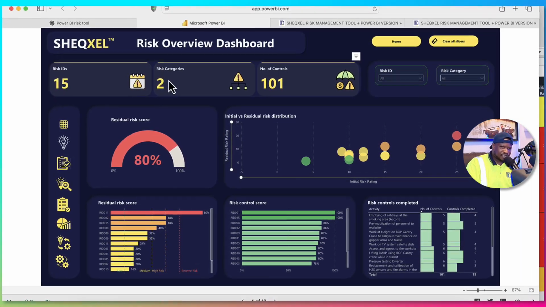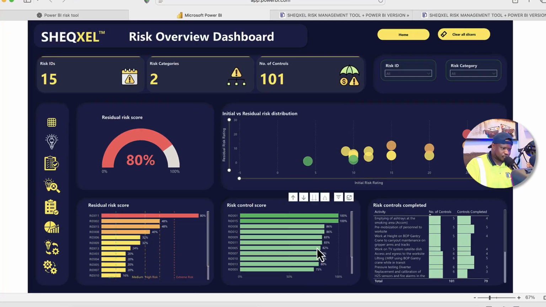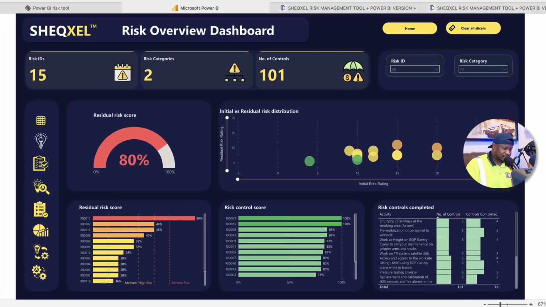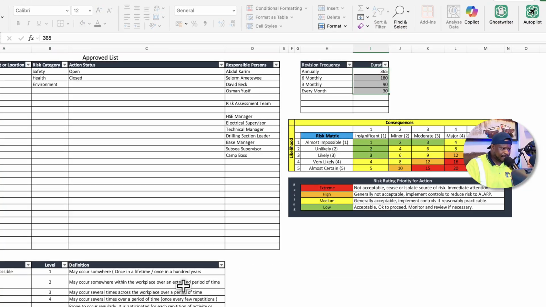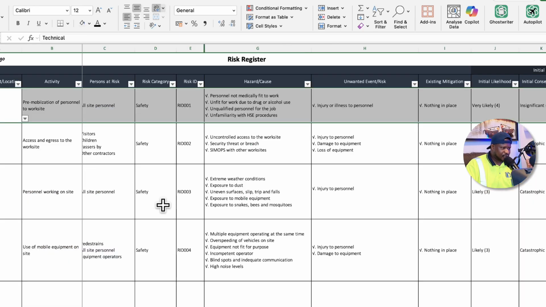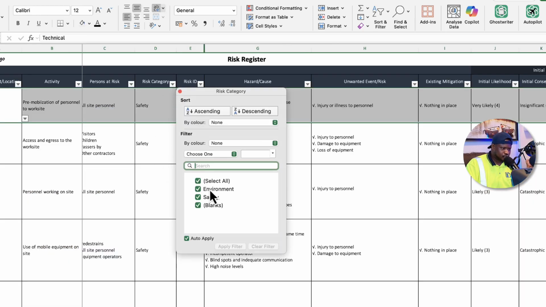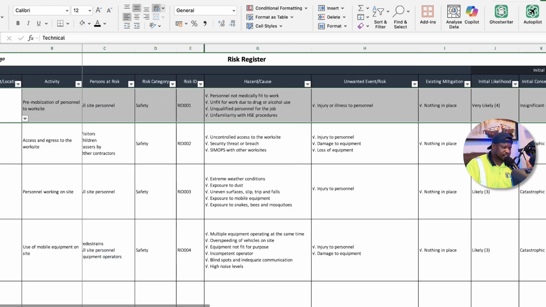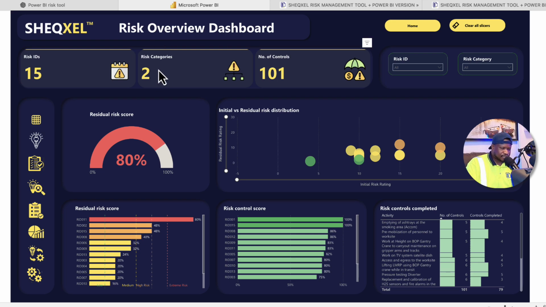How many risk categories do we have? That is 2, because the risk categories, we have them in our approved list as about 3 of them. But within the register, we've actually captured only 2. Environment and safety, health is not part. So that's what we have here, 2 risk categories. And then we have the number of controls. How many controls are within the risk control tracker? We have about 100.